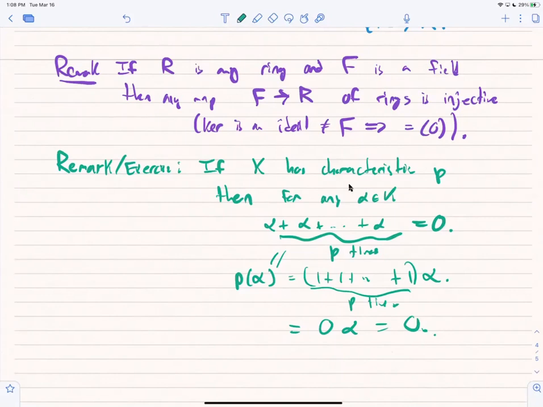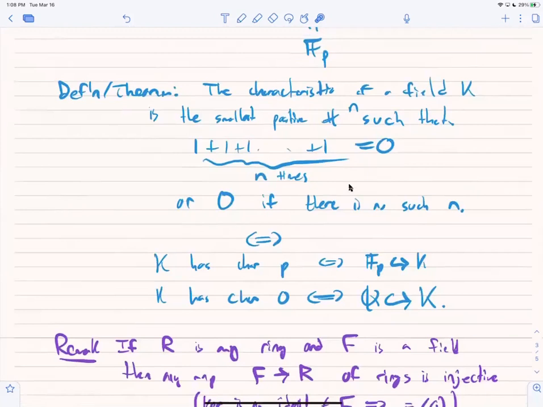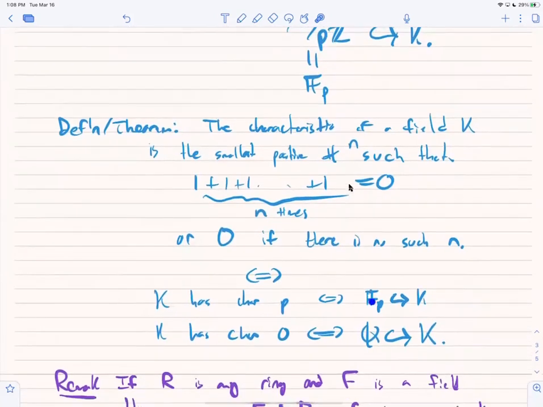So that's characteristic. The point here was that one of the reasons these fields F_p and Q are so fundamental and important to understand is that every field is gotten from building on top of them. If your field has characteristic p, it has a map from F_p, so you get any field in characteristic p just by adding enough things to F_p. And you get any field of characteristic 0 by adding enough things to the rational numbers.